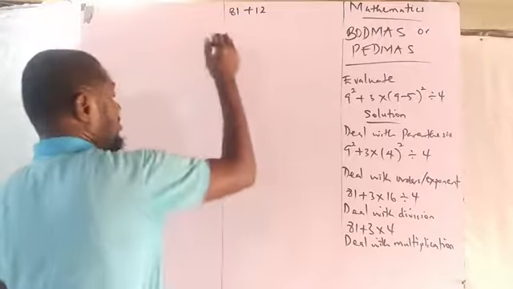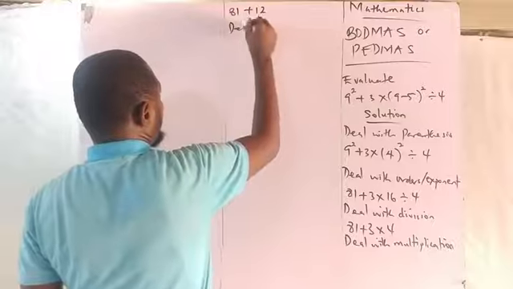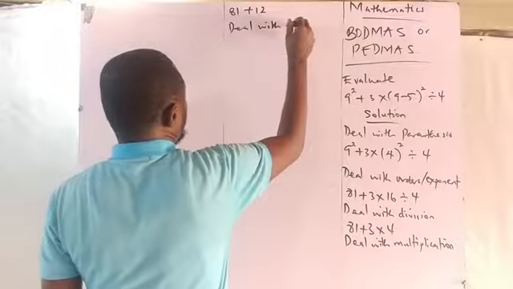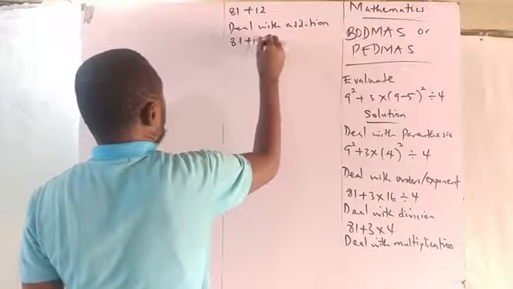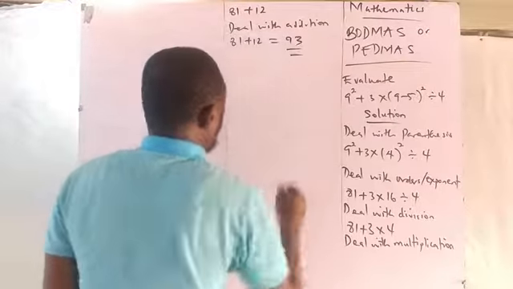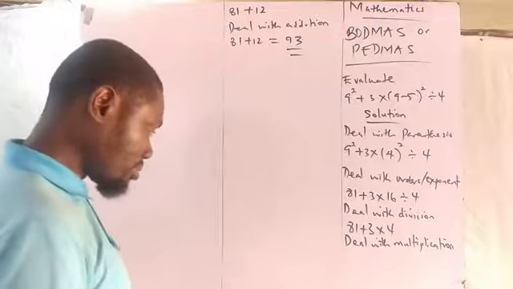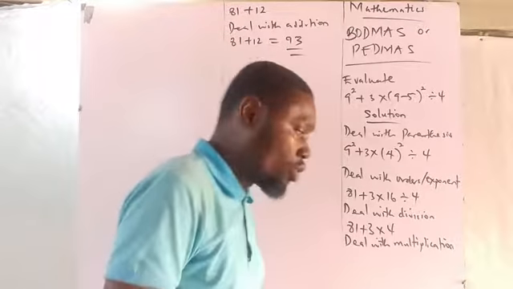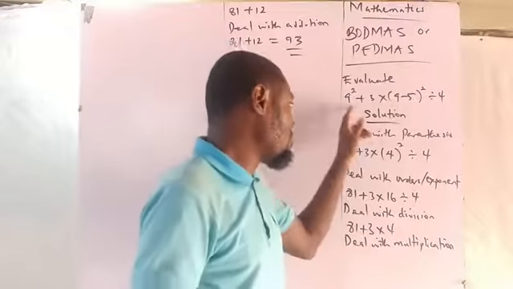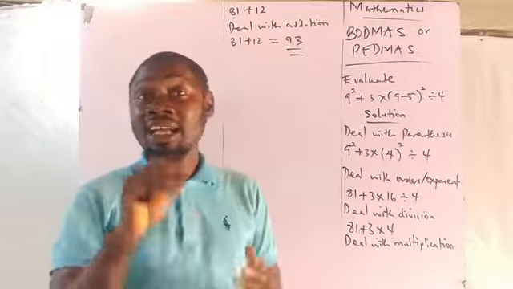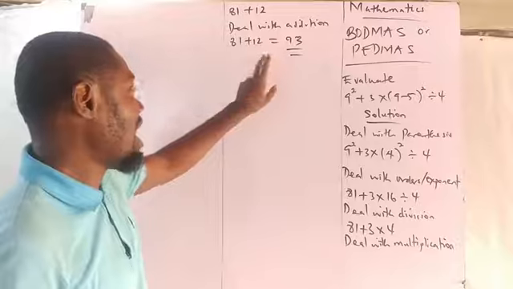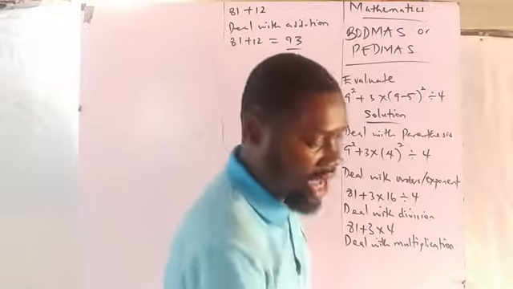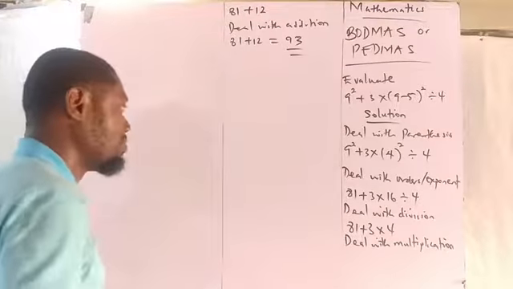Then finally, deal with addition. So 81 plus 12 will give us 93. So our answer is 93. If you don't follow this rule, you might end up solving this problem and see your answer to be correct, but you're actually wrong. So this is the correct answer. Our answer is 93. Let's try another problem quickly.